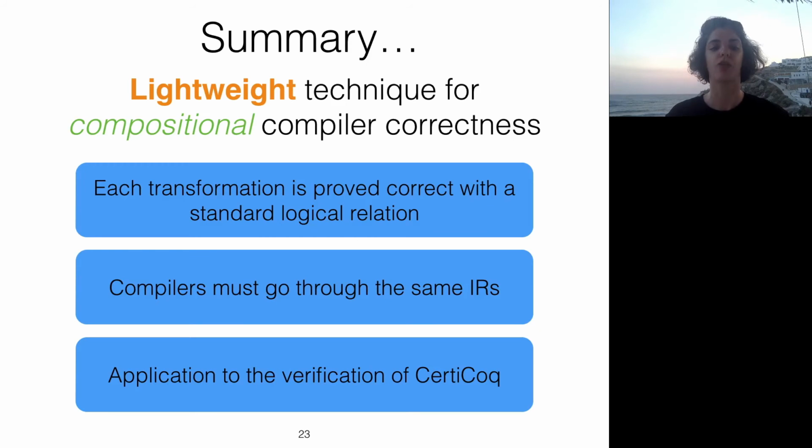So to summarize, we present a novel lightweight technique for compositional compiler correctness that we use to obtain a compositional compiler correctness theorem for the Certicog compiler. The key idea we introduce is that we do not need transitivity to obtain a top-level compositional relation for a multipass pipeline, as long as we are willing to accept the restriction that compilers go through the same sequence of intermediate languages. This technique is compatible with standard logical relations or any other relation that is adequate and compatible with linking.